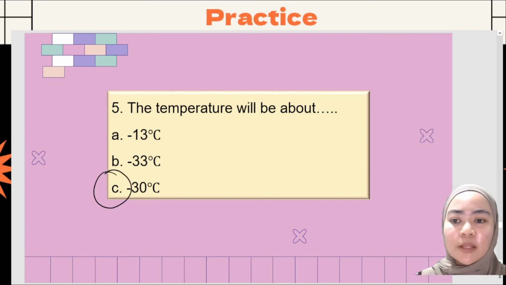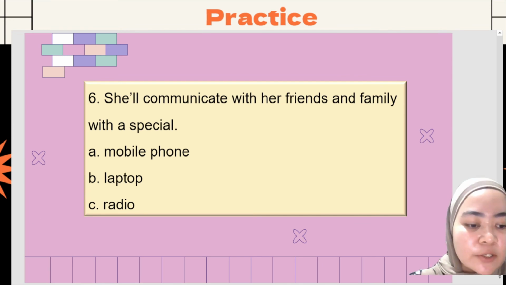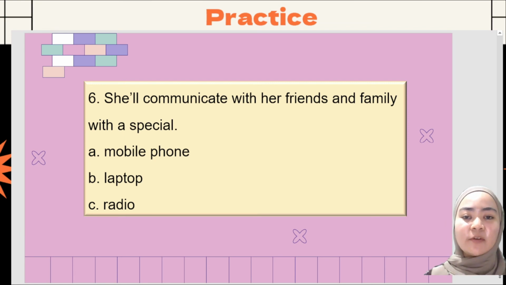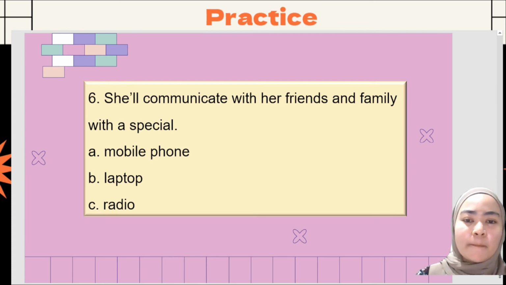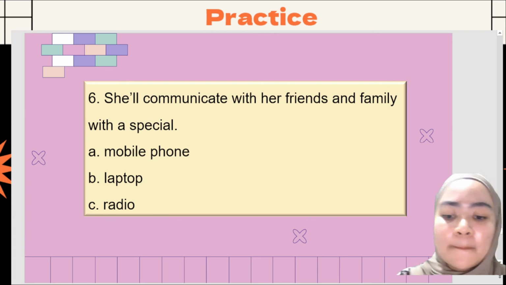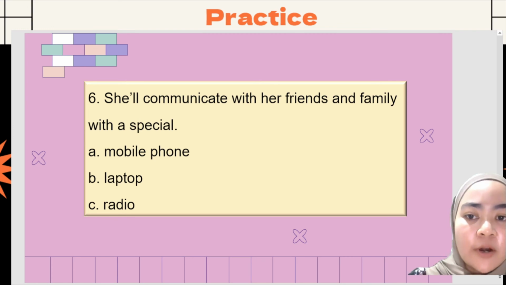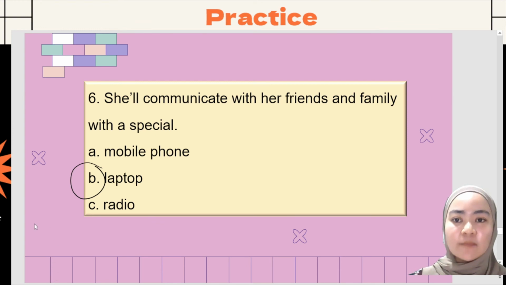Okay. Thank you, Darson. Alright, number six, last question. Can I have Afnan? Alright, please read the question as well as your answer. She communicate with her friend and family with a special laptop. With the special laptop. Alright, good job. Thank you, Afnan. So, number six, the answer is B. Okay.